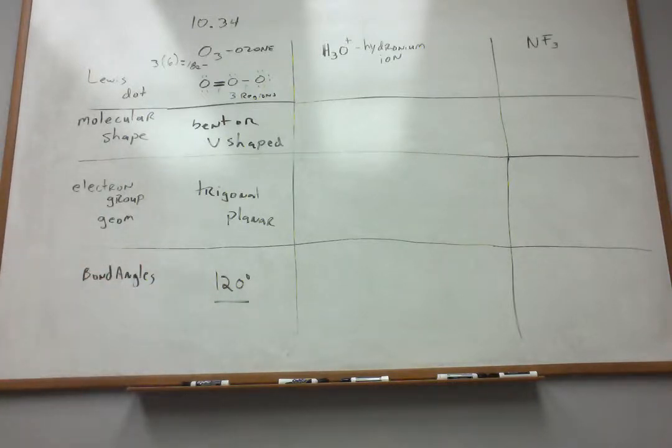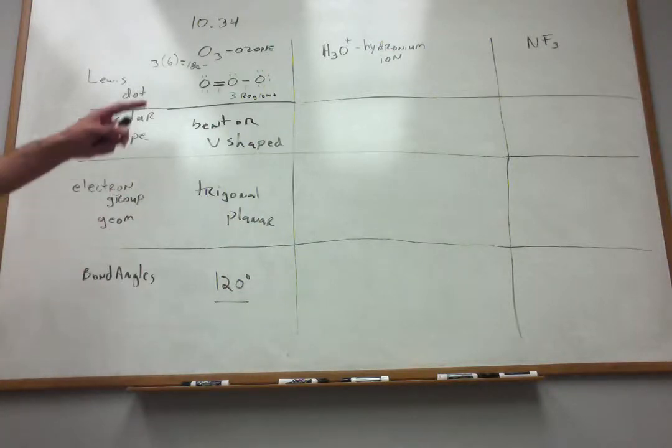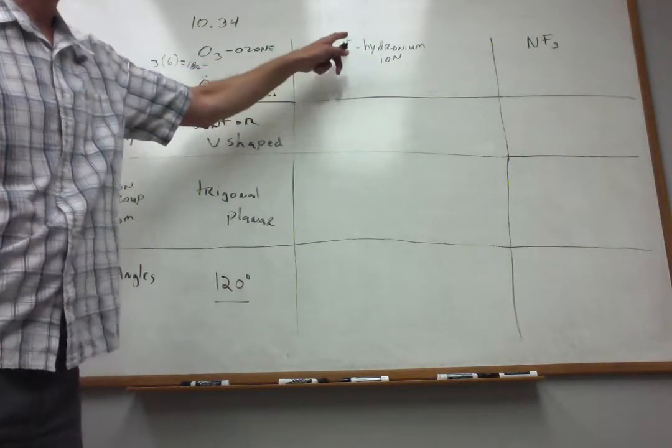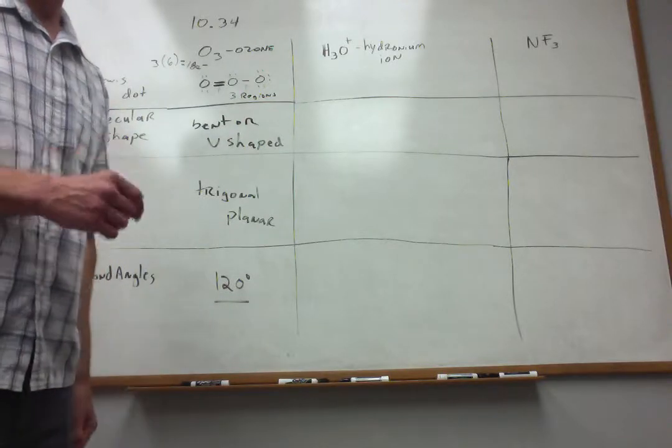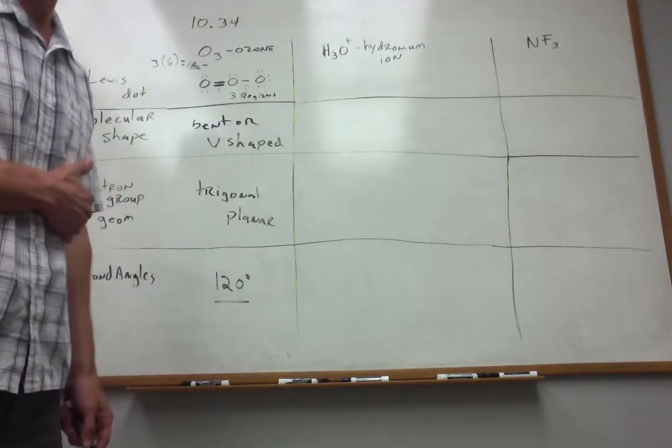Now let's go through a couple more. We can familiarize ourselves with this, because it's a little bit difficult to see at first, but once you get it, you're going to be home free, okay? Next one, H3O plus 1. It's the hydronium ion. This is water plus a proton, H plus.